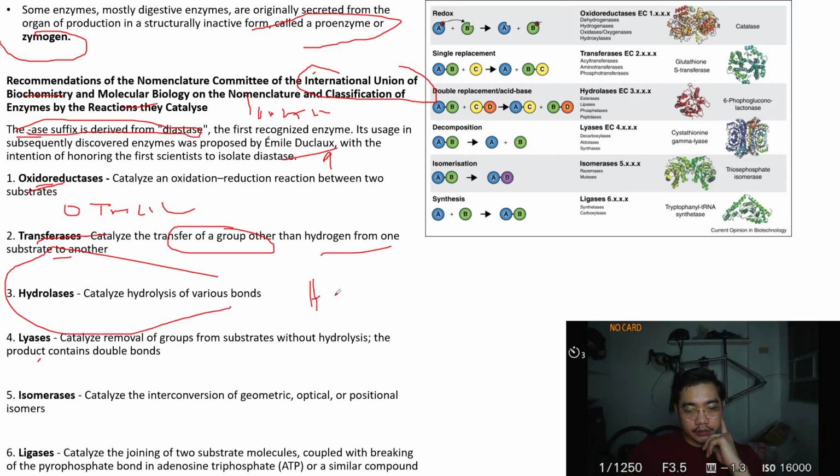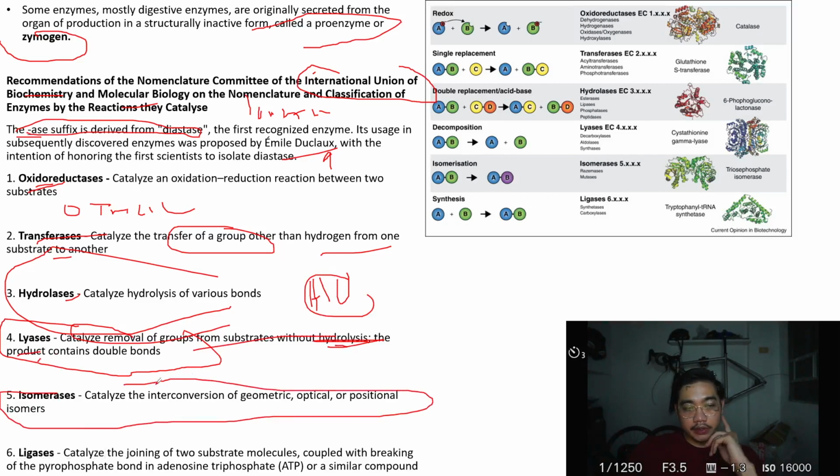Hydrolysis is usually the breaking of bonds by inserting water into a bond. Lyases are the removal of groups without hydrolysis. As long as there is no insertion of water, that's a lyase. Isomerases, like I said earlier, we have different types. Your isomers, no?